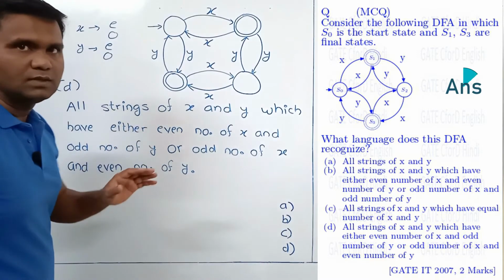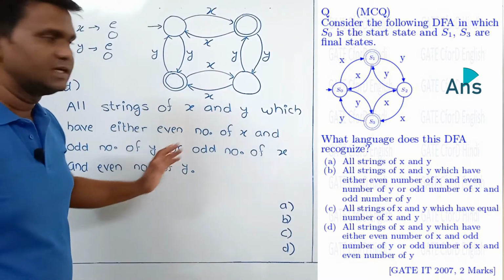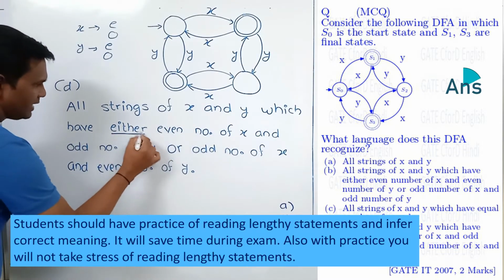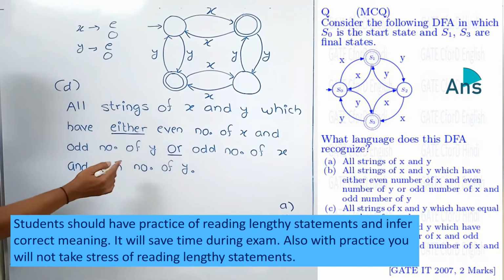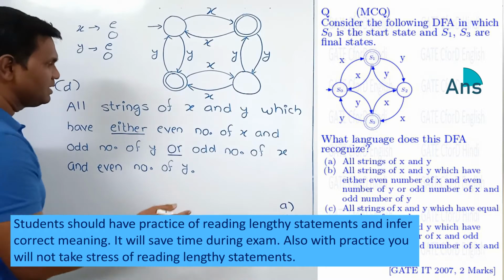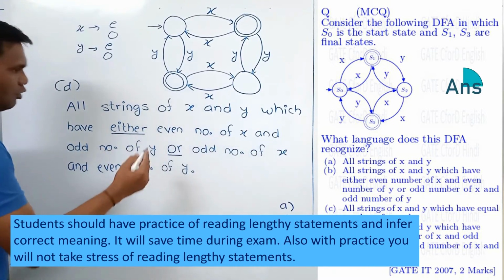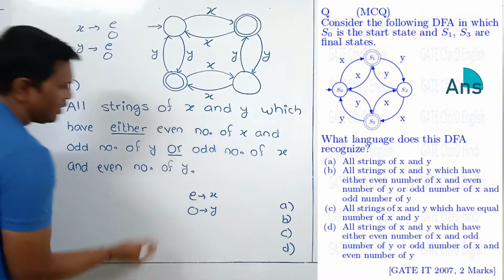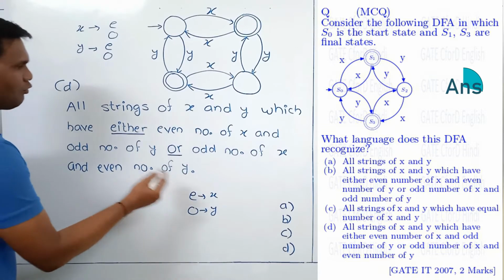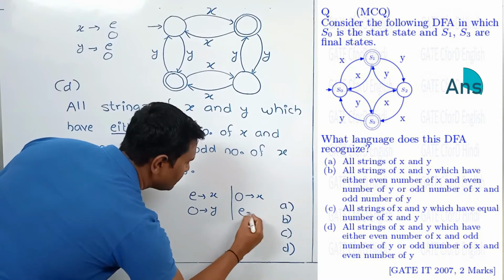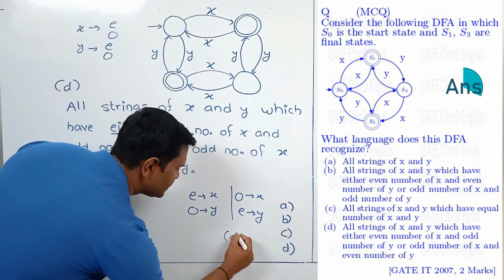Now here we will see one possible trick to read the lengthier statements. If you read a lengthier statement and it has either, and, or, then divide the statement at these places. So all strings of x and y which have either, one possibility is even number of x, odd number of y, or odd number of x, even number of y. This is regarding option D.